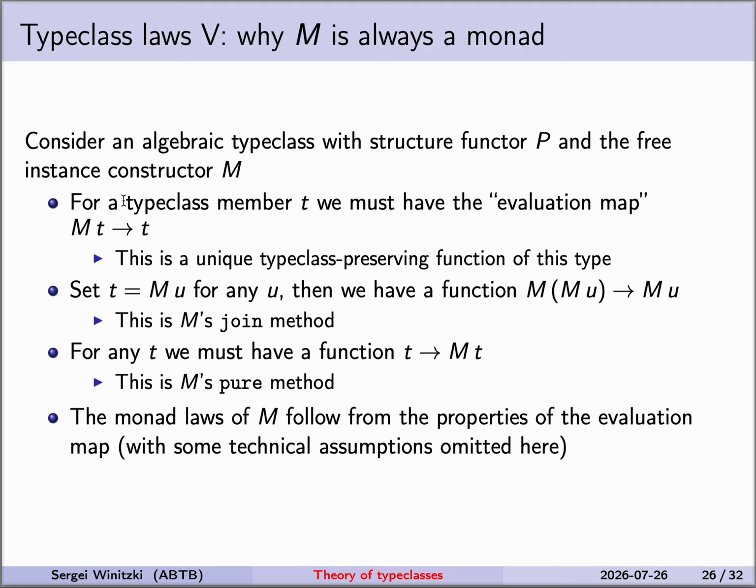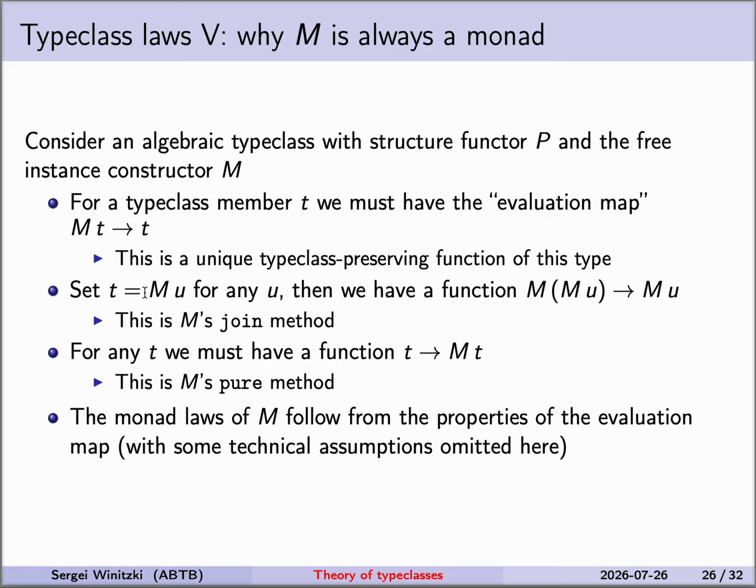So by definition of the free instance constructor, we have certain properties, and one of them is that we have this evaluation map MT to T for any type class member T, and it must be a unique type class preserving function of this type. So that is a definition of what a free instance constructor is. And using this property, we can prove that it is a monad. So how will we show that?